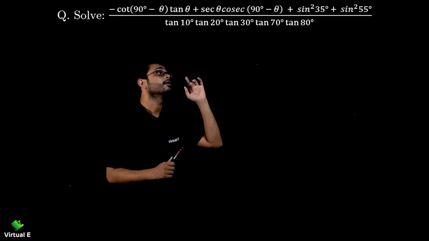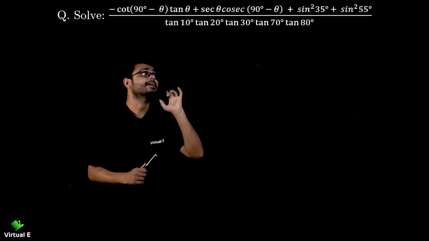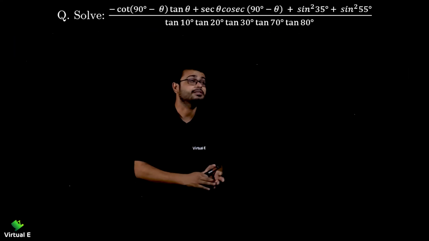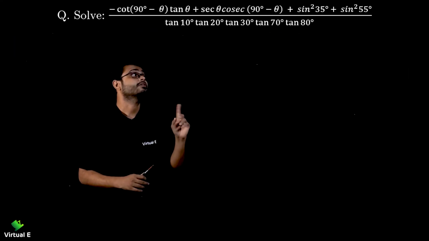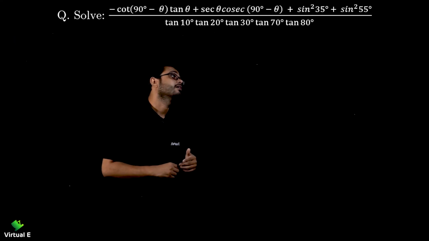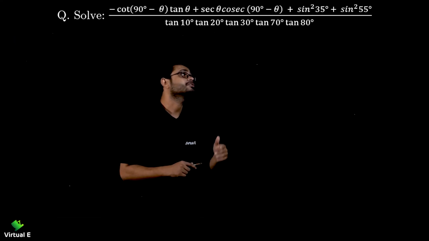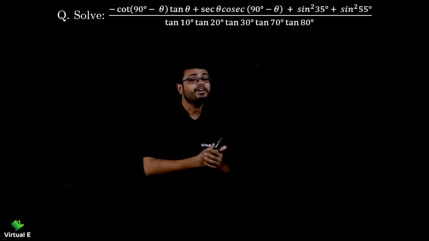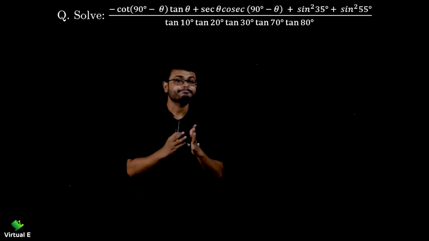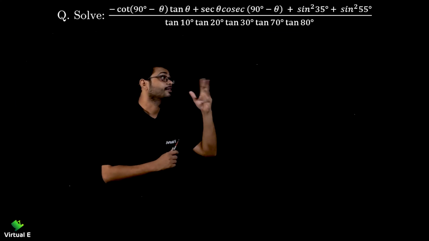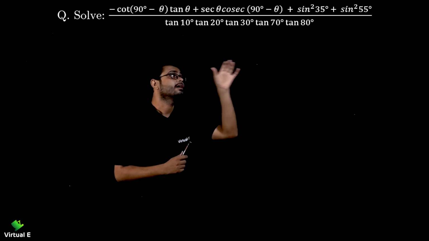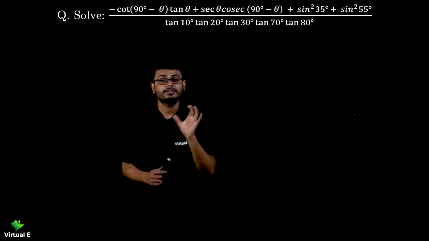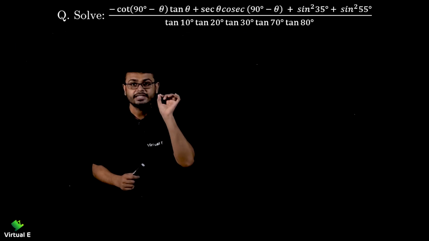Then tan theta plus sec theta cosec 90 minus theta. Okay, so again 90 minus theta, so complementary angles. Then plus sine square 35 plus sine square 55. Now that doesn't make any sense because we don't have the value of sine 35 and sine 55 as well. So what are we going to do? Use logic. Okay, I tell you what to do. Sine 35 plus sine 55, the angles 35 and 55. What do you get? 90.